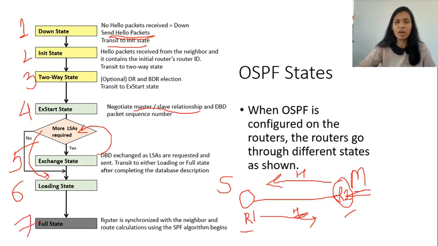In the full state, the routers are synchronized with their neighbors, and the routers will start calculating their routing table by using the shortest path first algorithm. In case of OSPF, which is a type of link state protocol, Dijkstra's algorithm is the shortest path algorithm that is going to be used for calculation of the best route.